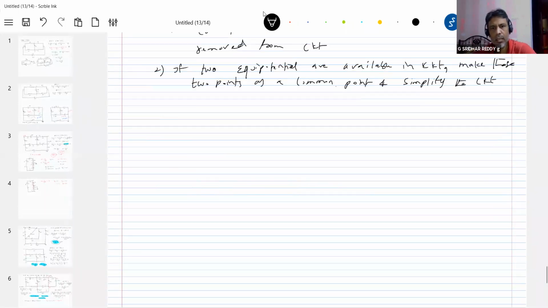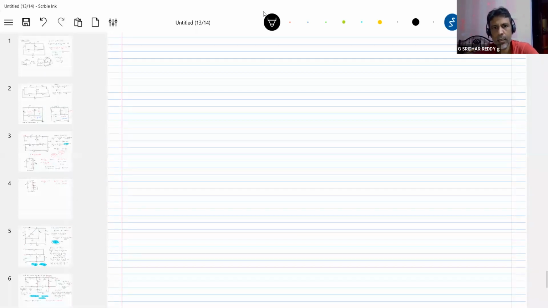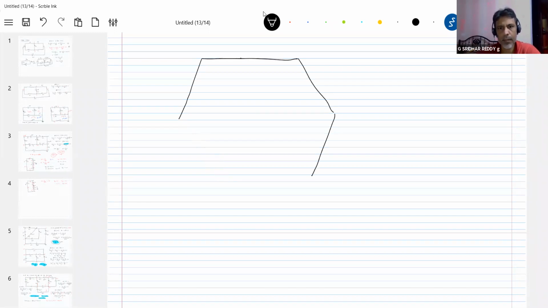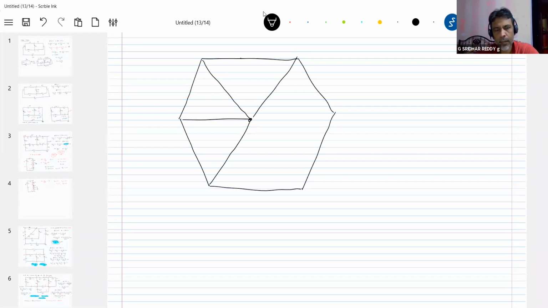I'll give one more. So these are the points O and A. We have to calculate the resistance AO. Find RAO.